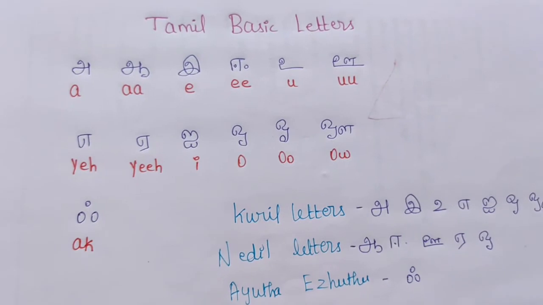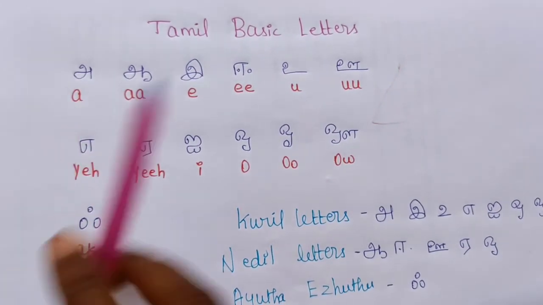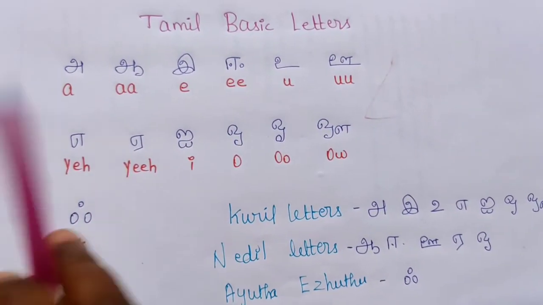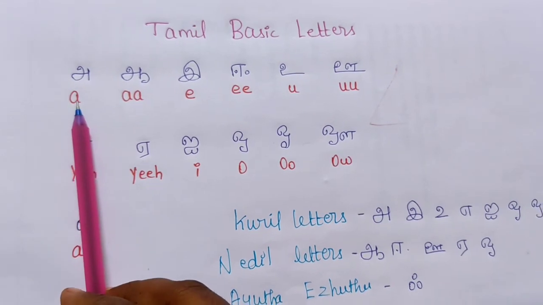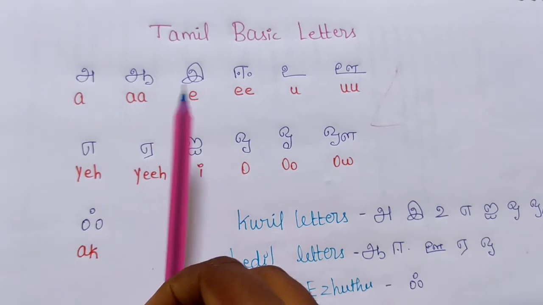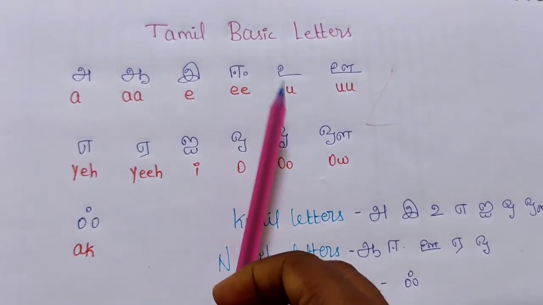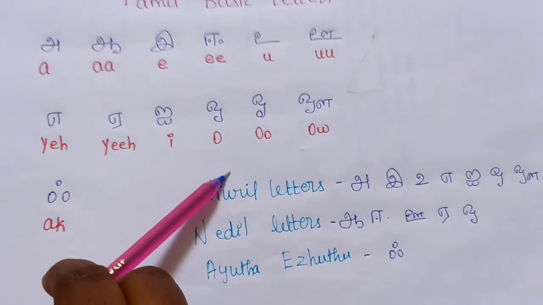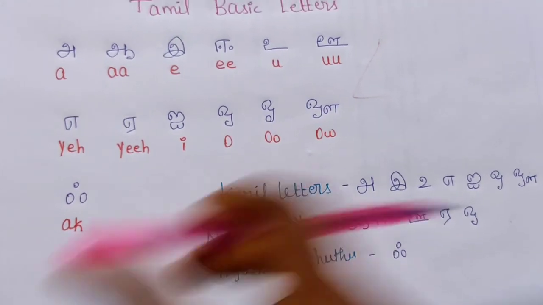Here we can learn about the pronunciation that is merged for the Kuril and Nedil letters. See, this one is a less sound, A, and this has a high pitch, A. And again less pitch, high pitch, less pitch, high pitch. In this category, there are these three types.